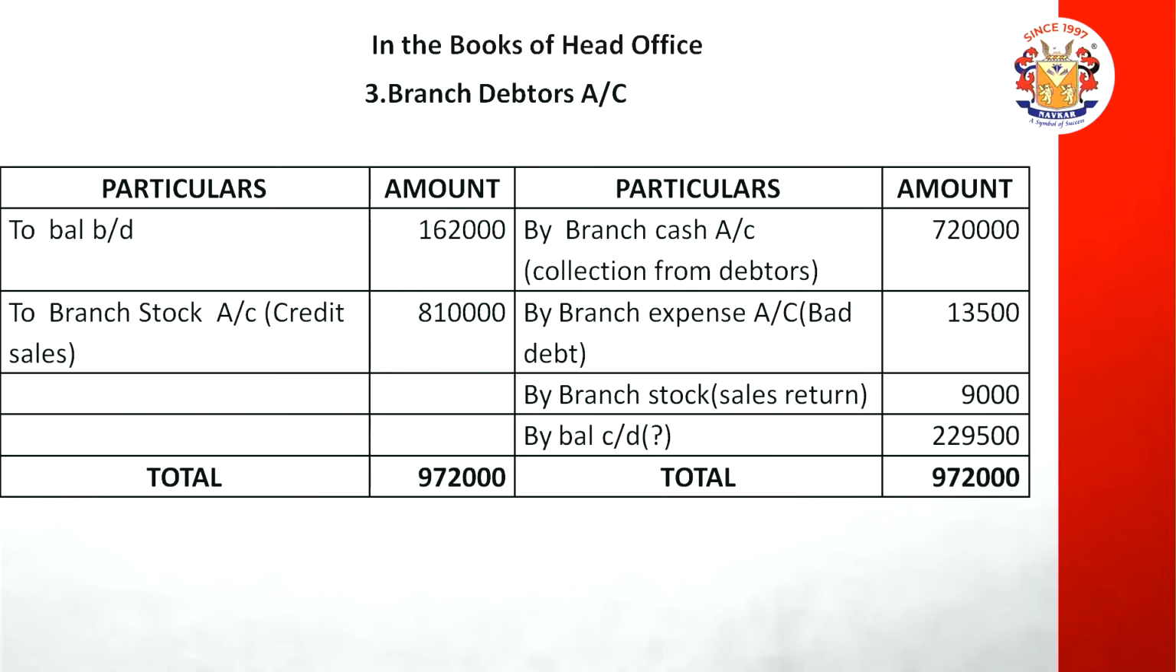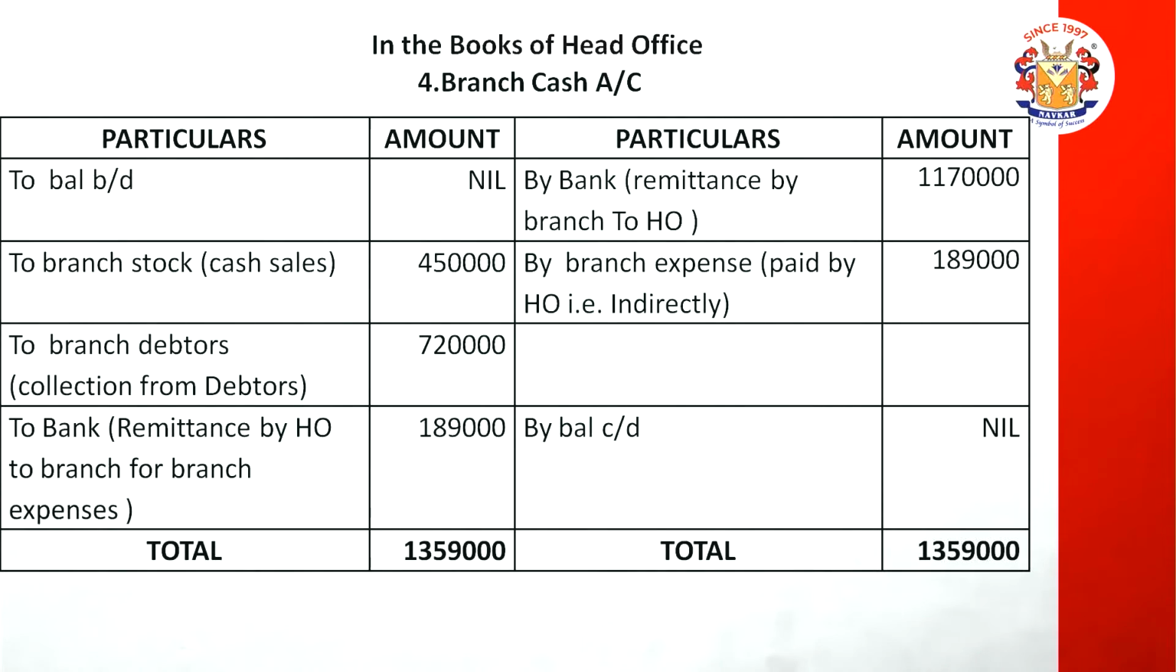I have already explained all the journal entries. It is a matter of ledger posting now. Closing branch debtors equals 229,500. Next one, branch cash account. In the given question, opening branch cash is 0 and closing branch cash is also 0.